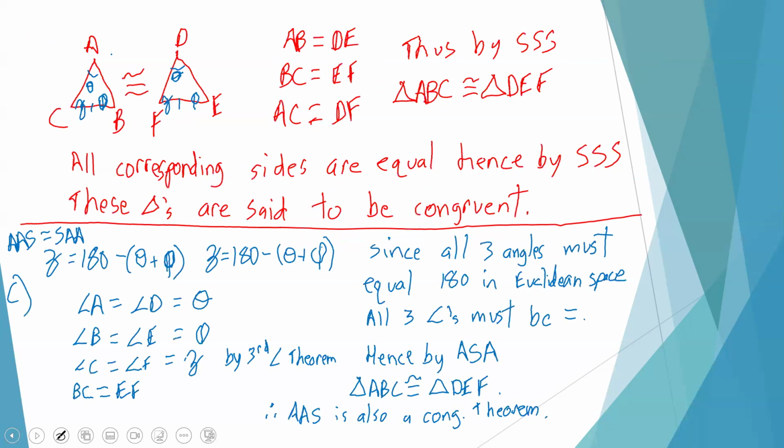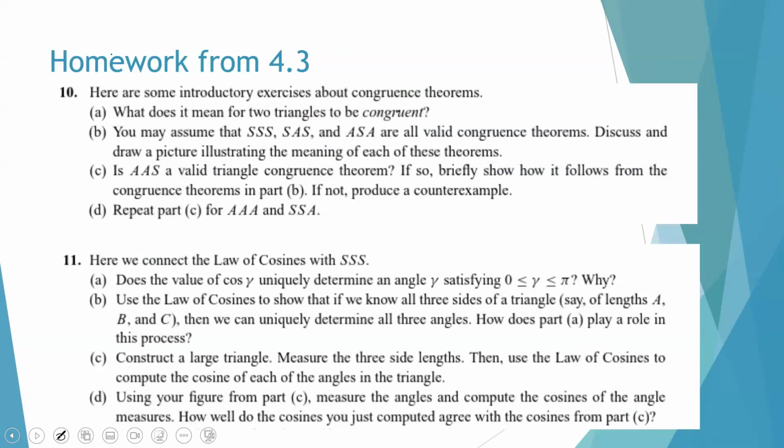What was the previous one? Okay. Does the value of cosine uniquely determine an angle gamma, satisfying that gamma is between 0 and pi? And why? So it does. It's unique for all angles which lie in the range. So yeah, I would consider that. How would you do that? Well, maybe look at some properties that you know.